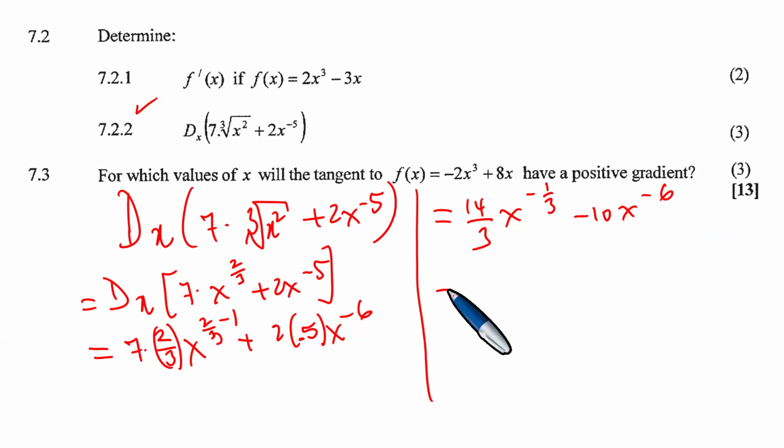So that is the answer, but it is always advisable to write your answer with positive exponents, so that you have 14 out of 3x to the power 1/3 minus 10 over x to the power 6.